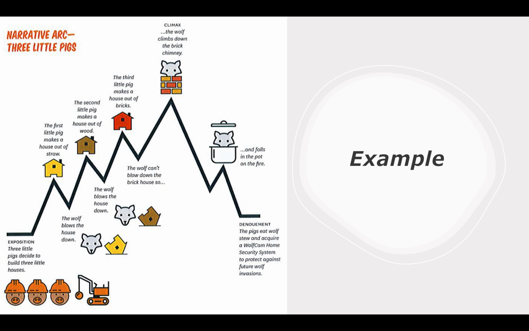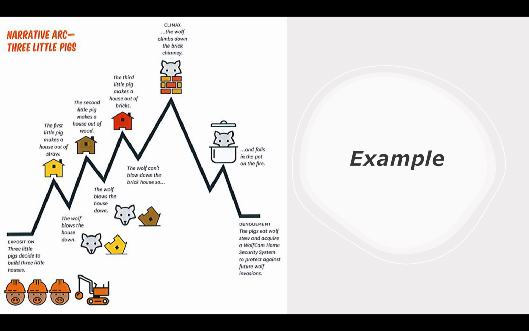So as an example, even something as simple as the 3 little pigs, you can map into the narrative arc. Now, the thing about really good stories is they don't just have a beginning, a middle, and an end. They don't just have a beginning, a climax, and a resolution. You'll often have little climaxes that build towards the biggest climax. And you can see that here in the mapping of the 3 little pigs.